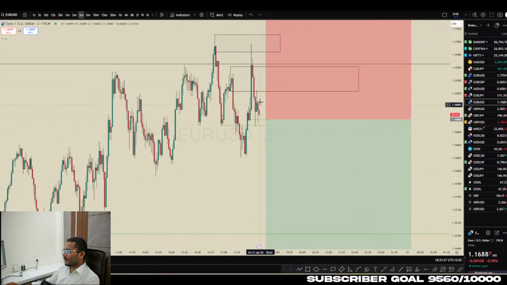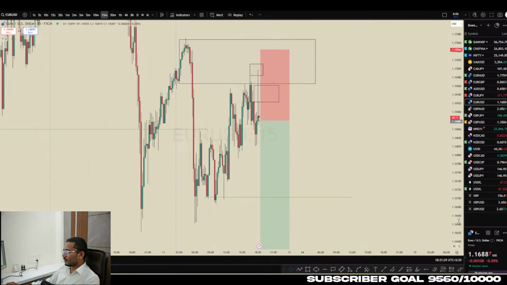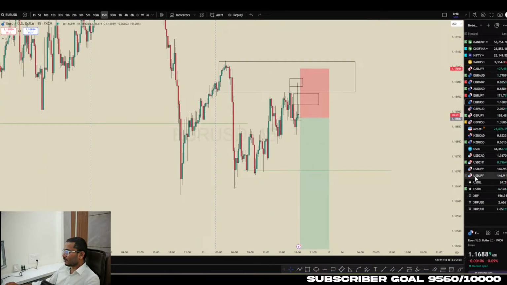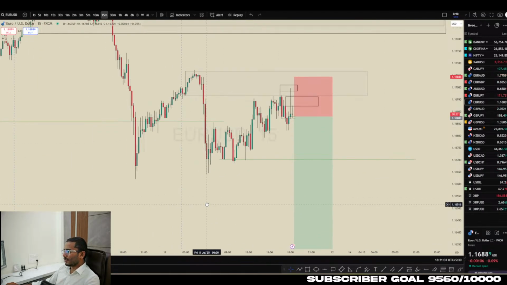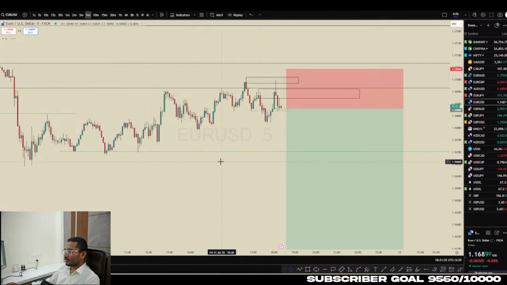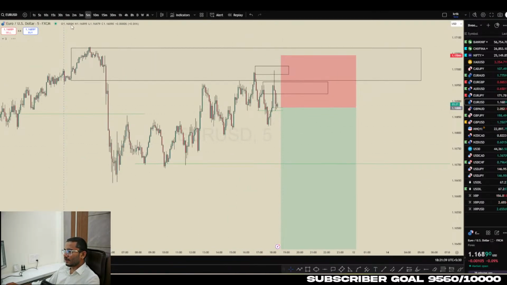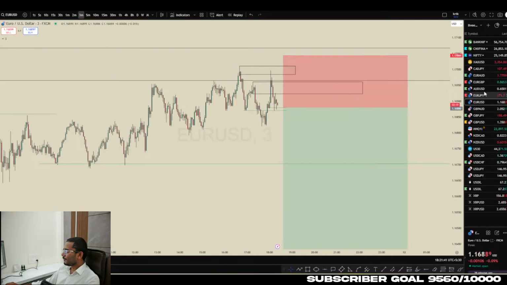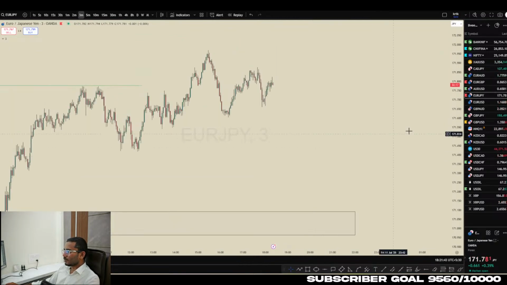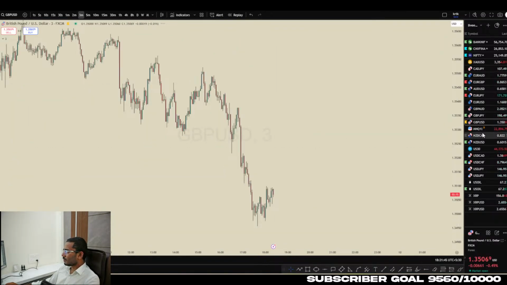On Euro I'm waiting for price to close below this area, so we can look for sell side. But I think there is no momentum, volatility is very low today. Let's look at Euro JPY.